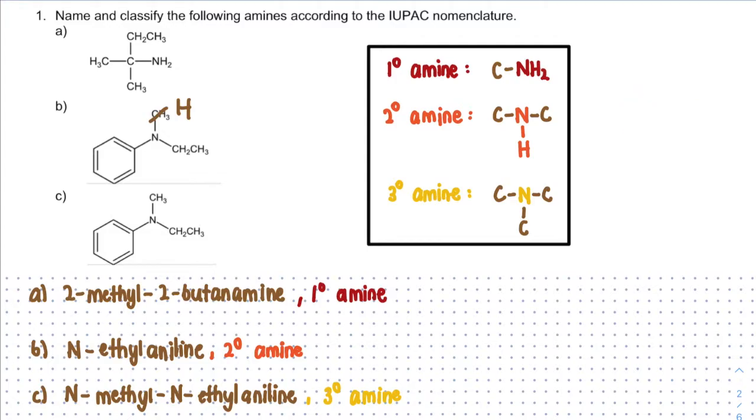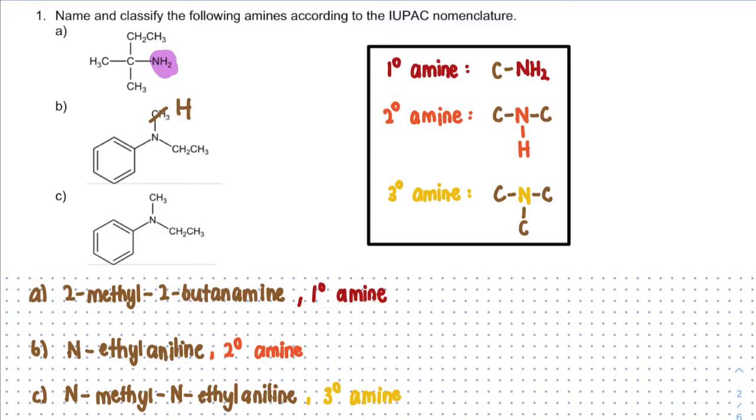So without further ado, let's look at the question itself. Number 1 is to name and classify the amine. For the first question, we look at where the N is. Here, this NH2. The N is attached to only 1 carbon, so this is a primary amine.